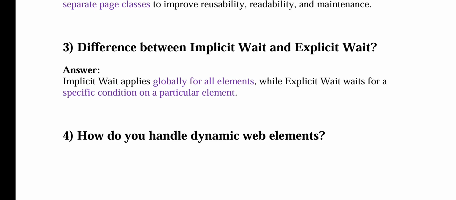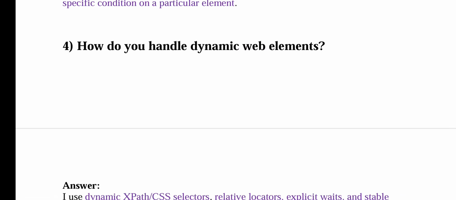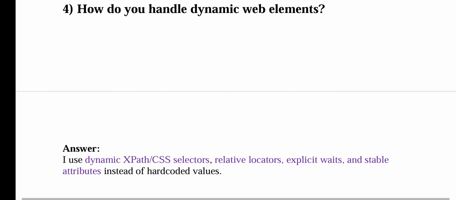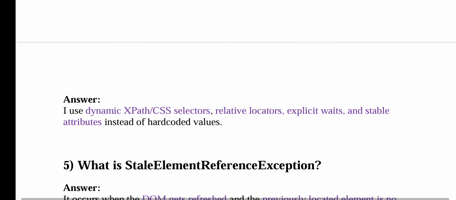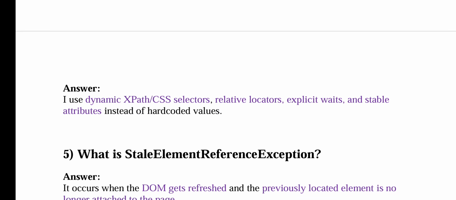Okay, and then the next question goes like, how do you handle dynamic web elements? You can answer this in a short form like, I use dynamic XPath or CSS locators or selectors and relative locators, which are part of Selenium 4, explicit waits, and stable attributes instead of hard coding the values.